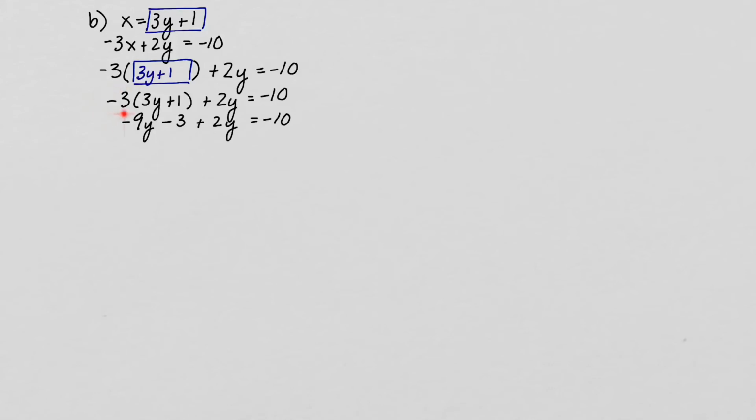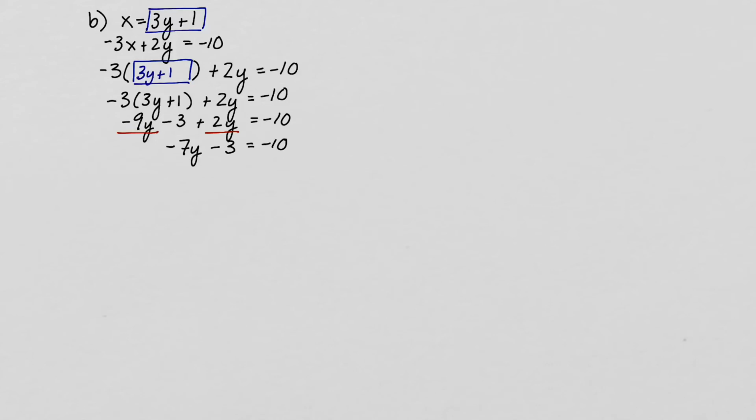And remember, this negative 3 has to get multiplied times both things. So that's why negative 3 times 3 is negative 9y. Negative 3 times positive 1 is negative 3. I'm going to combine the like terms. So the minus 9y and the 2y are alike, and they're both on the left-hand side. So we're going to combine those. So that would give me negative 7y minus 3 equals negative 10.